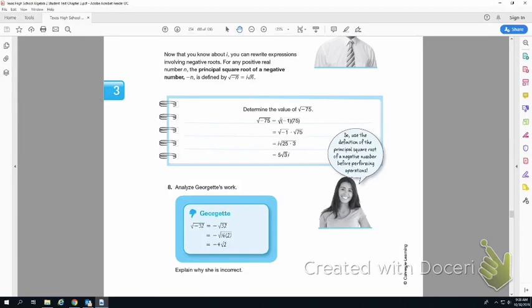Now, the book, again, breaks it down into very little steps. So it broke it down again into that negative 1 and the 75. It took the square root of negative 1 out to give me that I, and then it simplified the radical, the square root of 75, to 5 times the square root of 3. Alright, so let's talk about simplifying radicals.